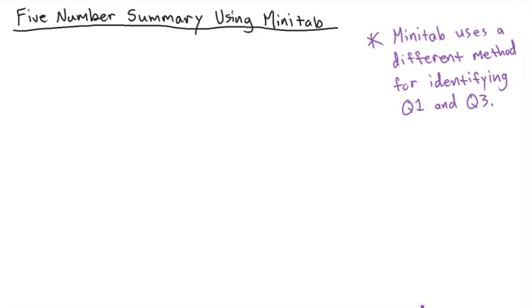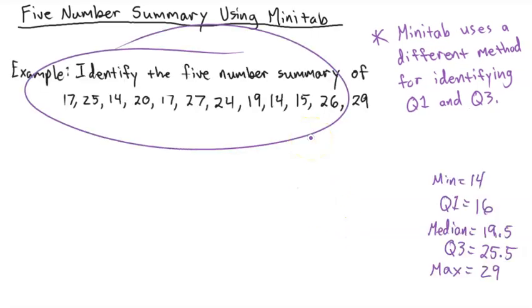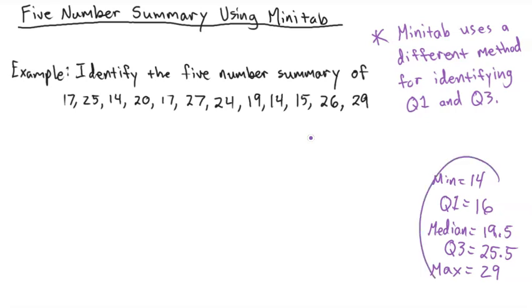All right, so I'm going to pull in an example that we did in the previous video where we learned how to do the 5-number summary by hand. Here's the example that we did previously, and these are actually the results, and we're going to see if they turn out the same or different with Minitab.